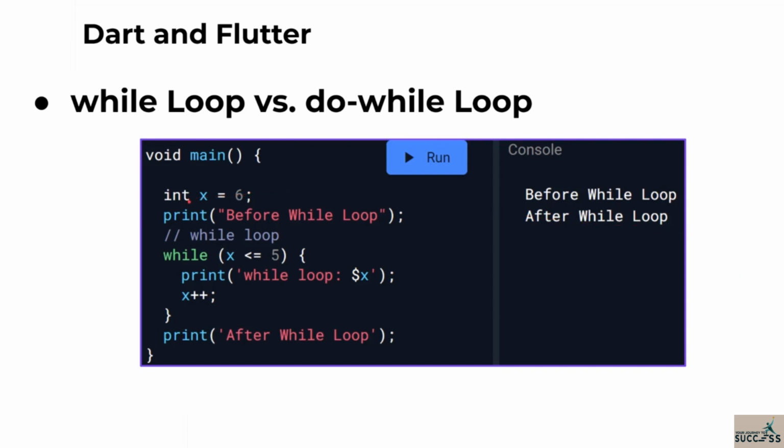Here, I'm assigning the integer x to be equal to 6. Then I print a statement before the loop. Then I have the while loop. While x is less than or equal to 5, I'm going to print while loop and then the value of x and then say x plus plus. So what's going on here? Then I'm going to print after while loop. So I have x is equal to 6, which means this is not true, so we skip the entire while loop, and so I print after while loop.